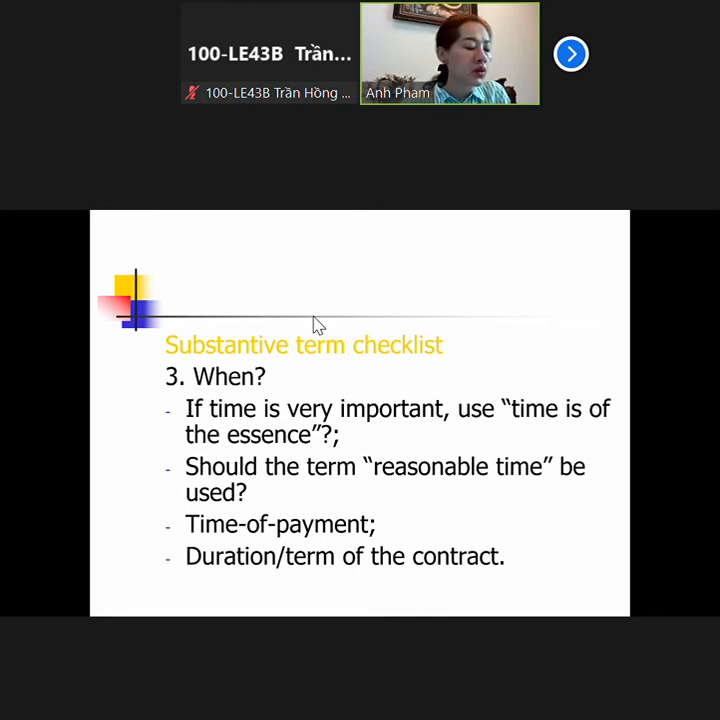Now, I think you know the term time is of the essence already. In case the time is very important, and if one of the parties is in breach of the time, that breach is considered as material, and the other party can terminate the contract.